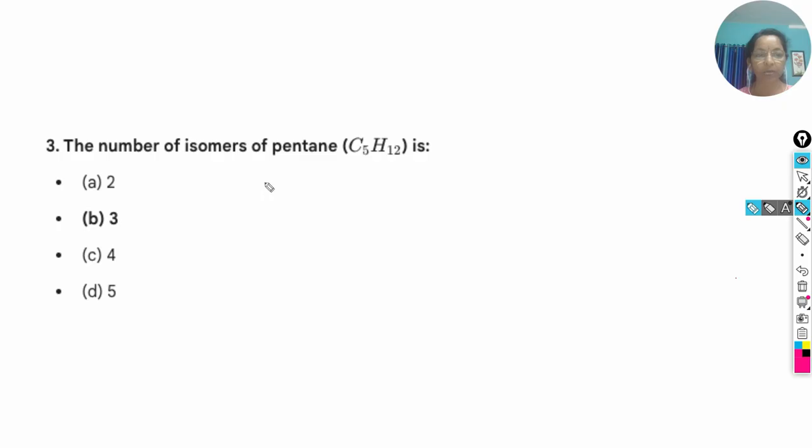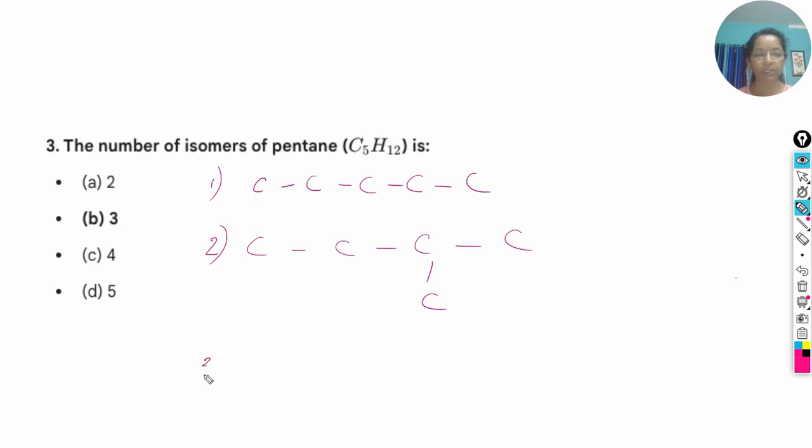It is a carbon long chain. We have to draw the long chain, then branching with the 1 carbon. Then one more for branching. This is the first one, this is the second one. The third one is branching with the 2 carbon, here 1 carbon, here 1 carbon. Everywhere should be filled with the 4 bonds. So these are the 3 isomers of pentane.